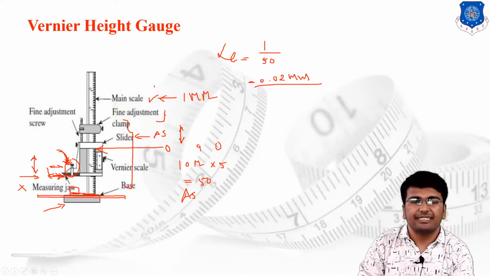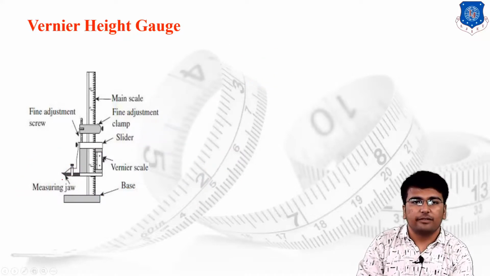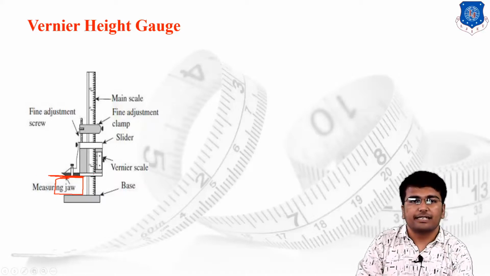So this is the basic concept of the height gauge. Now if you are required to find the height of any workpiece, what you have to do is just place the workpiece over here, make physical contact between the movable jaw and the top surface of the workpiece, and simply read whatever reading has been generated over here.